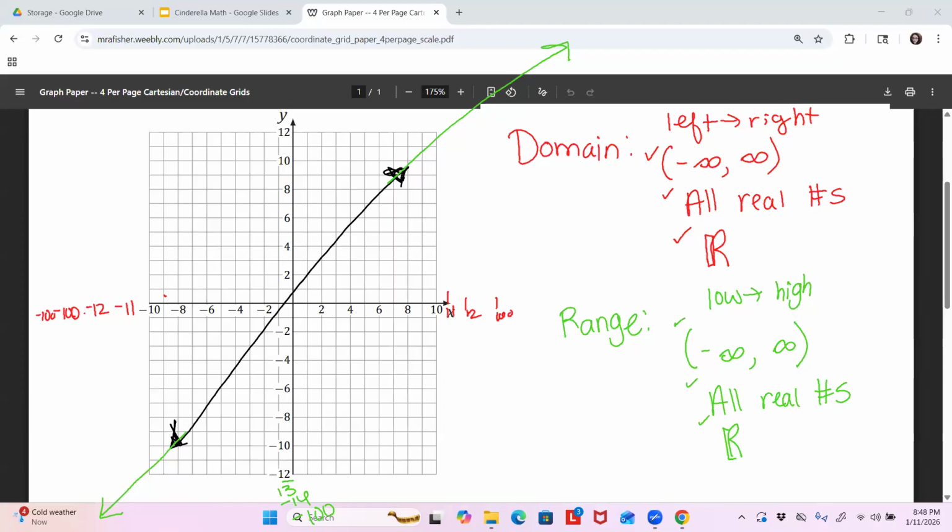Alrighty. I think, well, I'll do one more of those. And then this will be it.